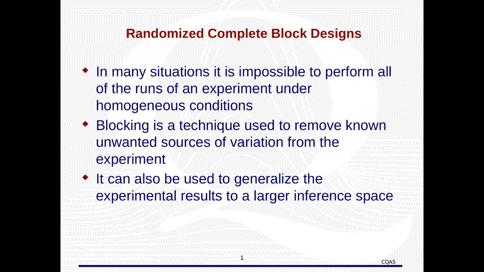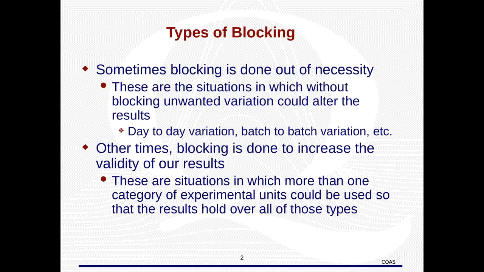We now distinguish between two fundamental motivations for implementing blocking in experimental design. First, blocking becomes necessary when uncontrolled sources of variation would otherwise compromise our results. Consider day-to-day environmental fluctuations or batch-to-batch differences in raw materials. Without blocking, these nuisance factors could systematically bias our treatment comparisons.